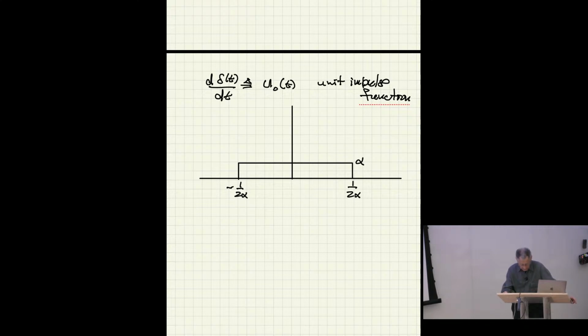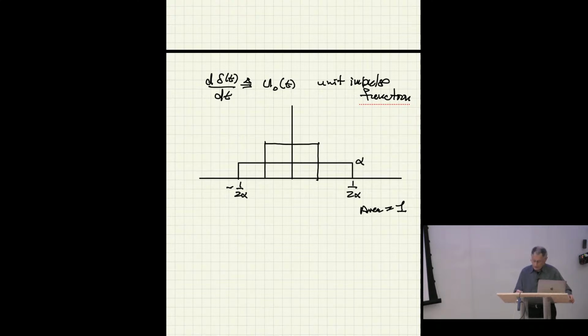So first of all, what is the area of that thing I just drew? 1. No matter what alpha is, okay? Now suppose I double alpha. If I double alpha, I'll get something that looks like this. And if I double it again and keep doing that, I'm going to be starting to get something like this.